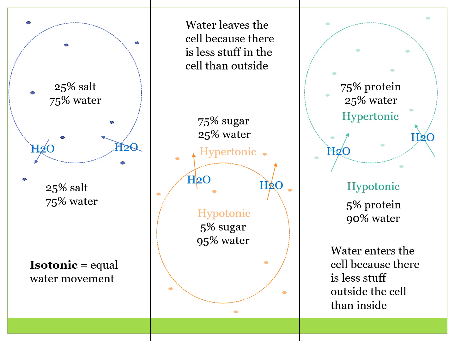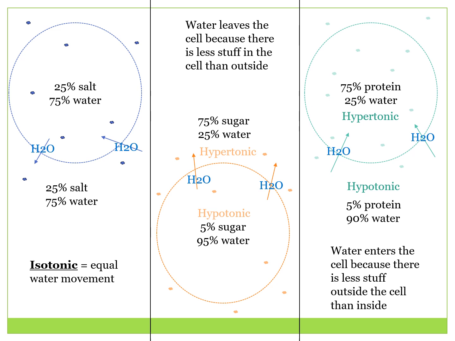Because there are more solutes and less water in the cell, this is a hypertonic solution. The outside of the cell is mostly water with a little bit of solutes. This is a hypotonic solution. And then, of course, water is moving into the cell because there is less stuff outside the cell than inside. So that is our final situation there.